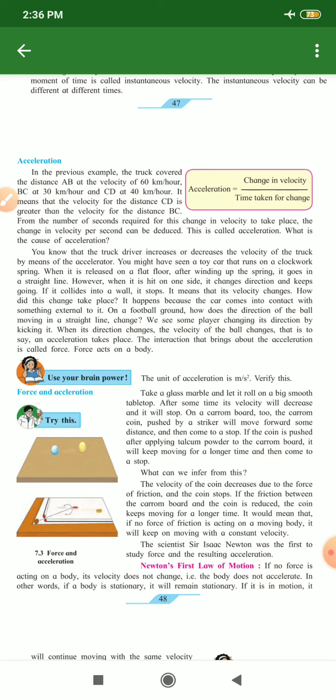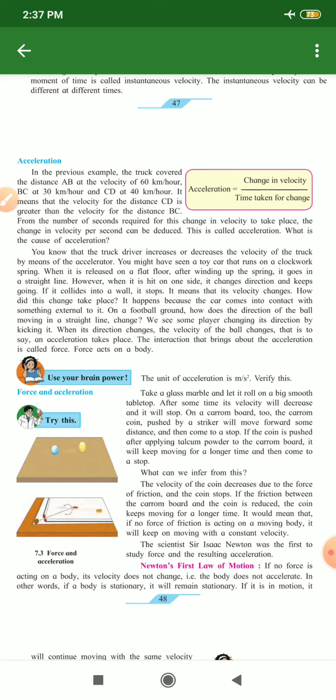On a football ground, how does the direction of the ball moving in a straight line change? We see some player changing its direction by kicking it. When its direction changes, the velocity of the ball changes. That is to say, its acceleration takes place. The interaction that brings about an acceleration is called force. You can just mark this last line. The interaction that brings about acceleration is called force. So force acts on a body.